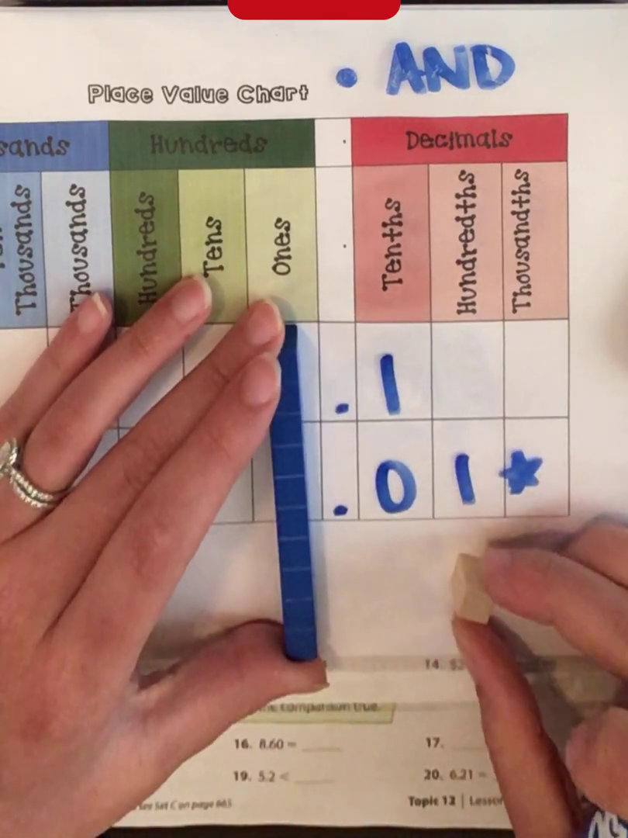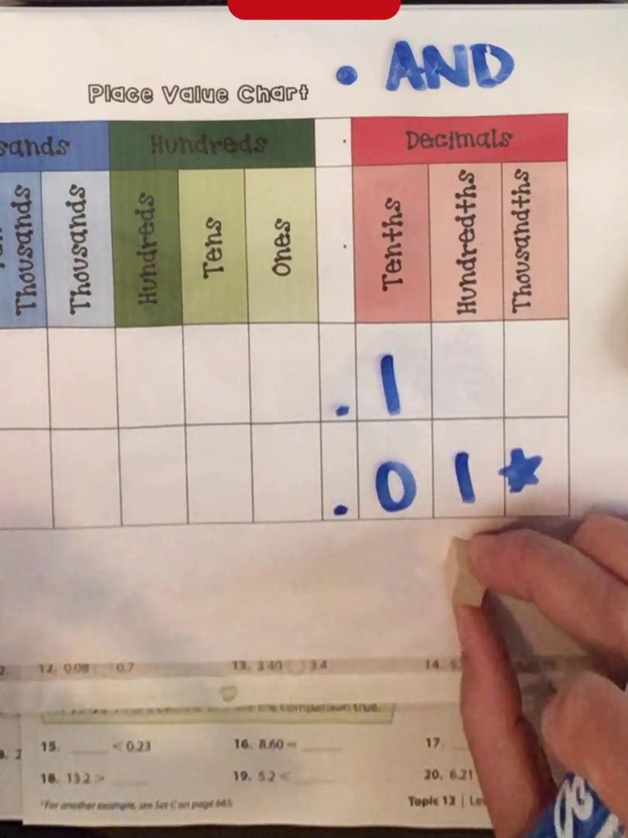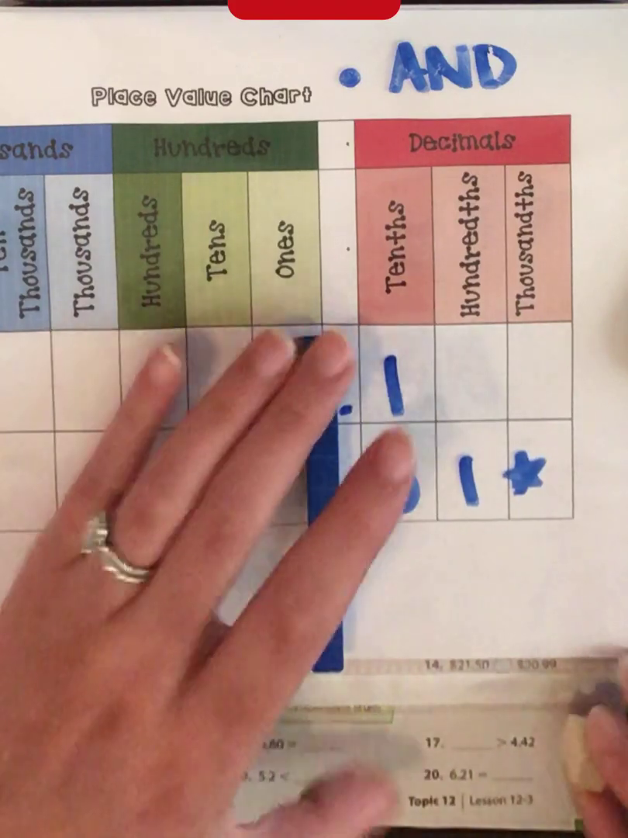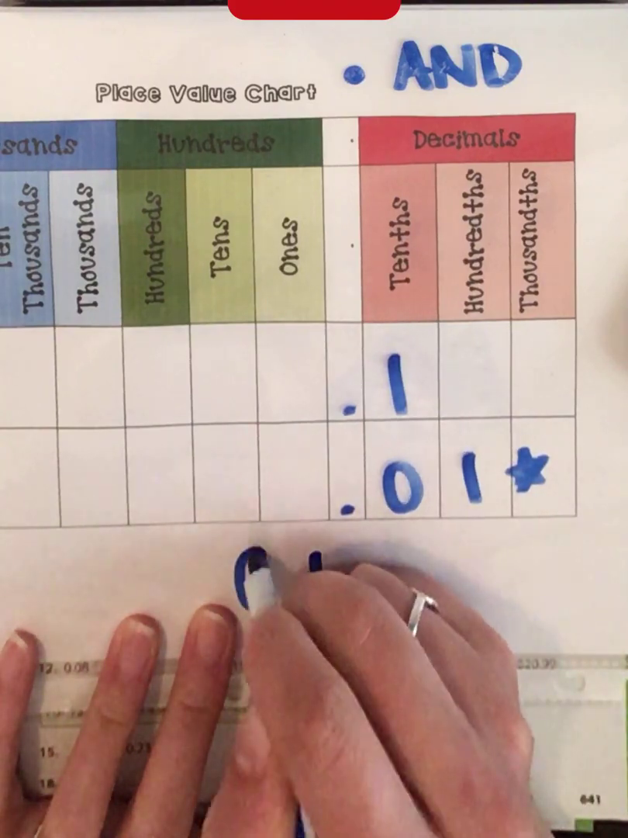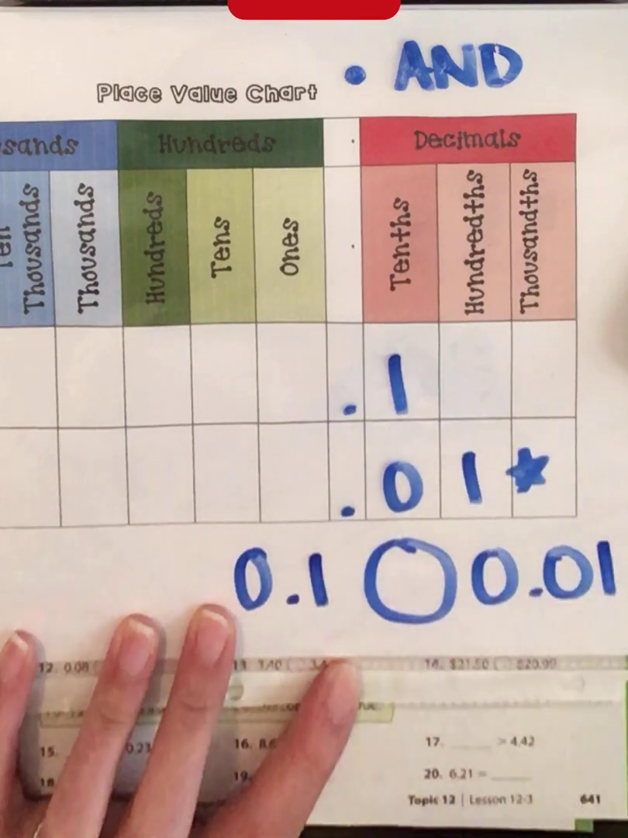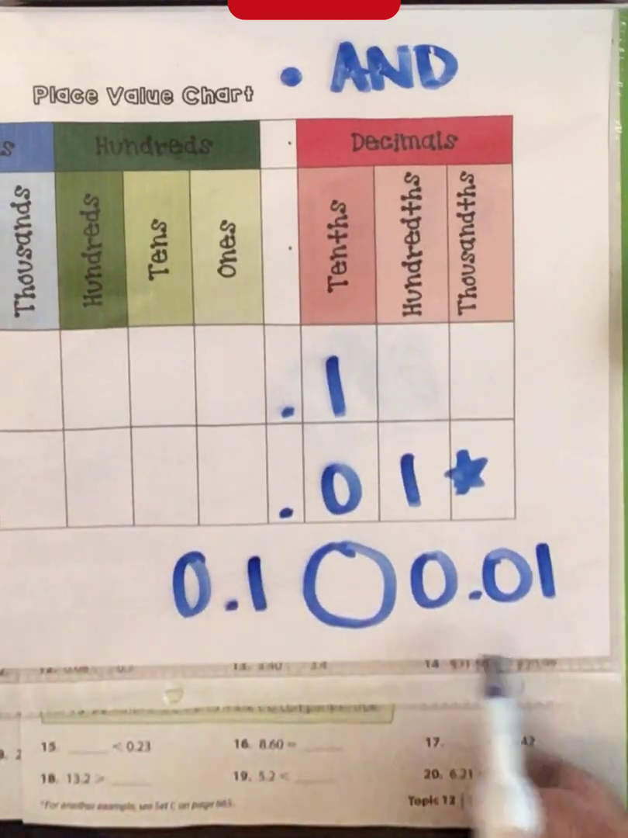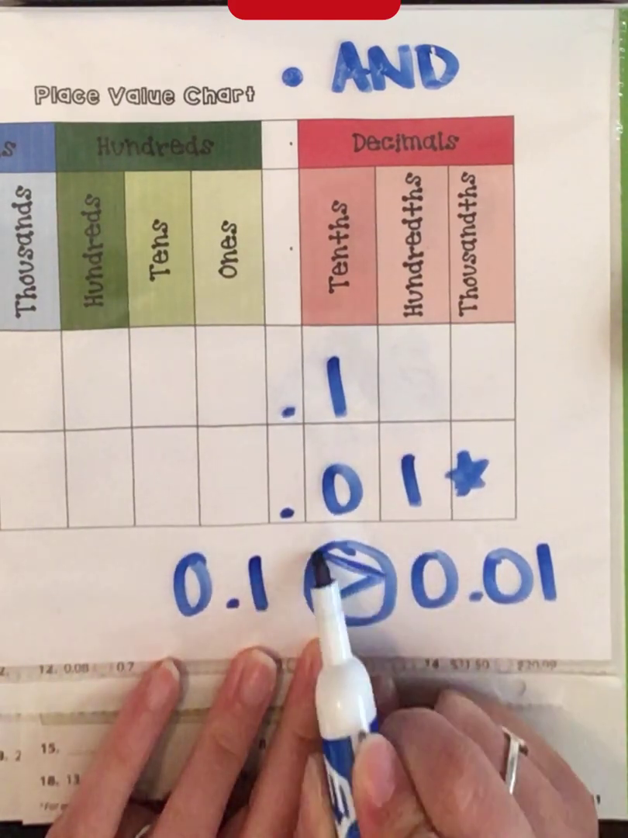Think of your place value blocks. If you're thinking about money, would you rather have 1 penny or 1 dime? Because that's the difference between hundredths and tenths. In this case, if you were comparing 1/10 to 1/100th, your smaller number is going to eat your larger number.